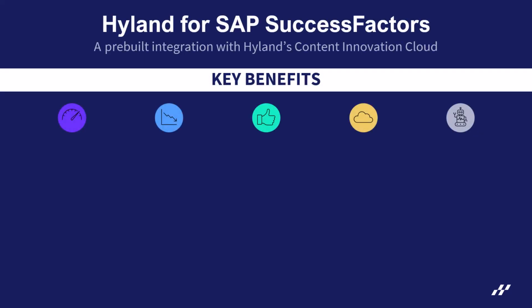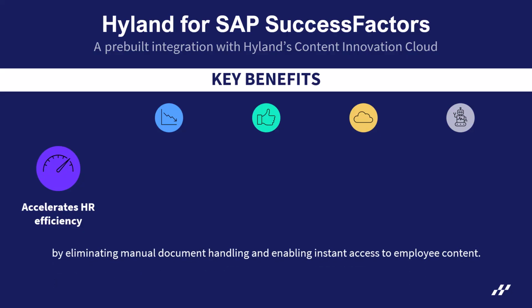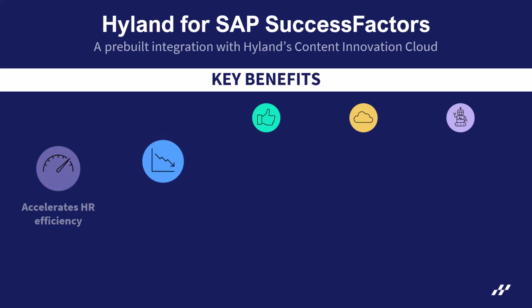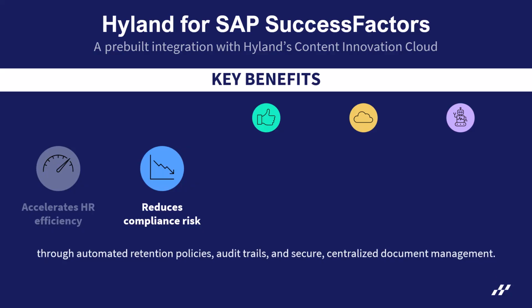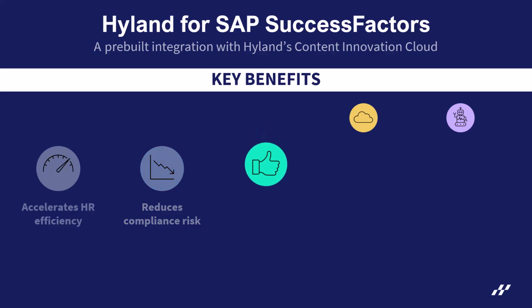That's where Hyland for SAP SuccessFactors comes in, delivering a pre-built integration with Hyland's Content Innovation Cloud to transform the way HR works in the following ways. It accelerates HR efficiency by eliminating manual document handling and enabling instant access to employee content within SAP SuccessFactors Employee Central. It reduces compliance risk through automated retention policies, audit trails, and secure centralized document management.